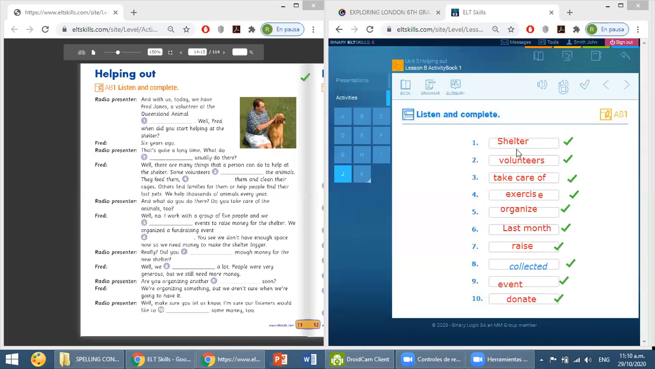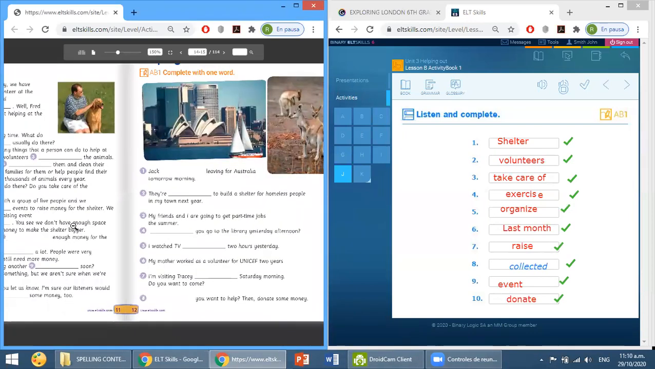Okay, these are the words. Thank you, Daira, for your help. Please finish in your platform. And now let's go to activity K. In activity K, we are going to complete with some prepositions.